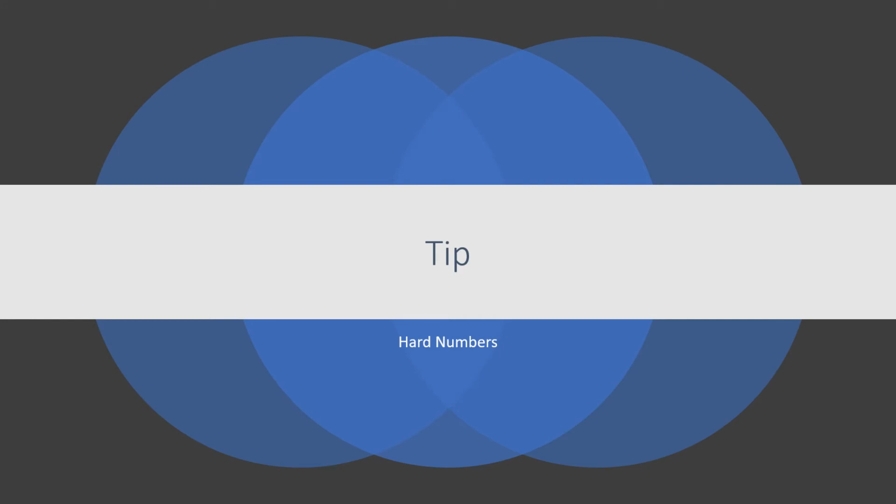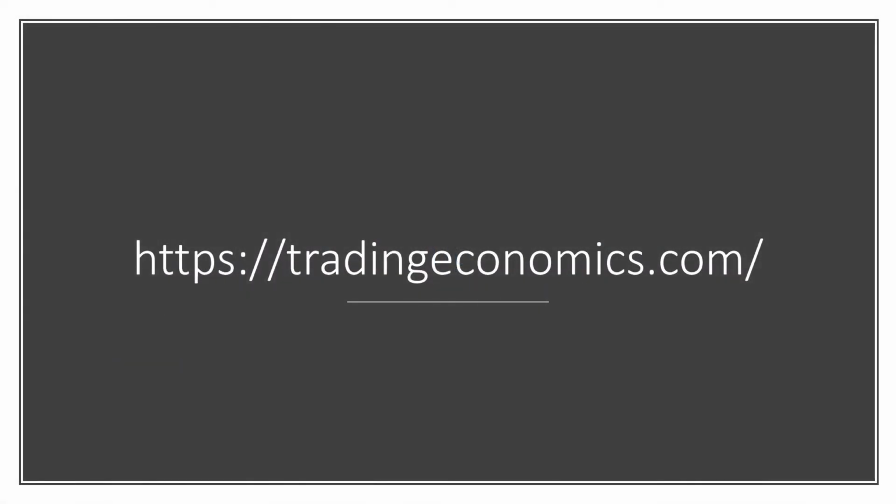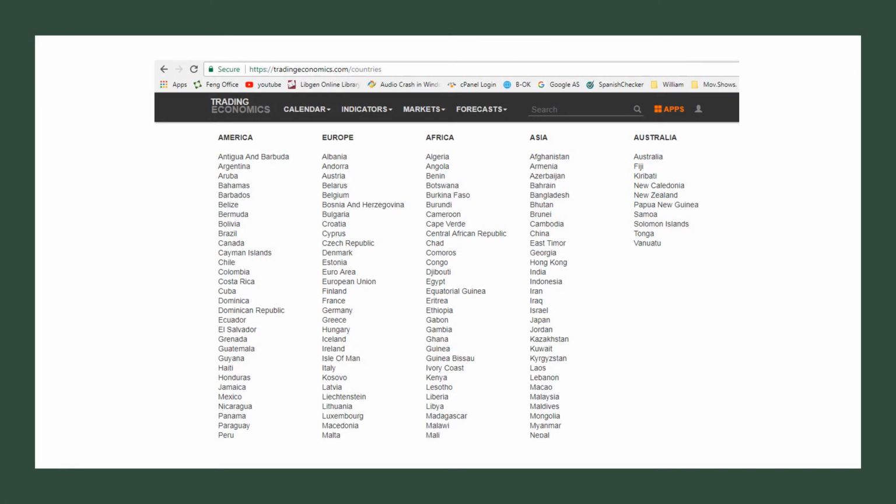This would imply that you need to use hard numbers. It's important to try to use these numbers that are very, very clear. Where do you get these numbers? One of the best places for economic data is Trading Economics. Trading Economics collates information from different economic institutes around the world and puts them in one particular page.